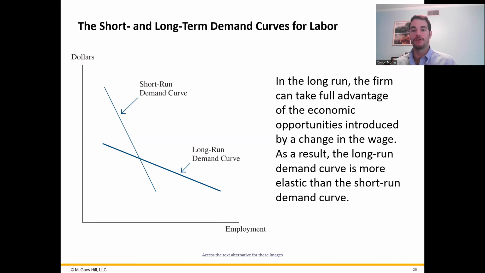That's why, over the long run, firms have more flexibility to adjust both capital and labor. Short-run adjustments are more limited since firms can't quickly change their capital stock, and that's why we see a much steeper short-run labor demand curve.